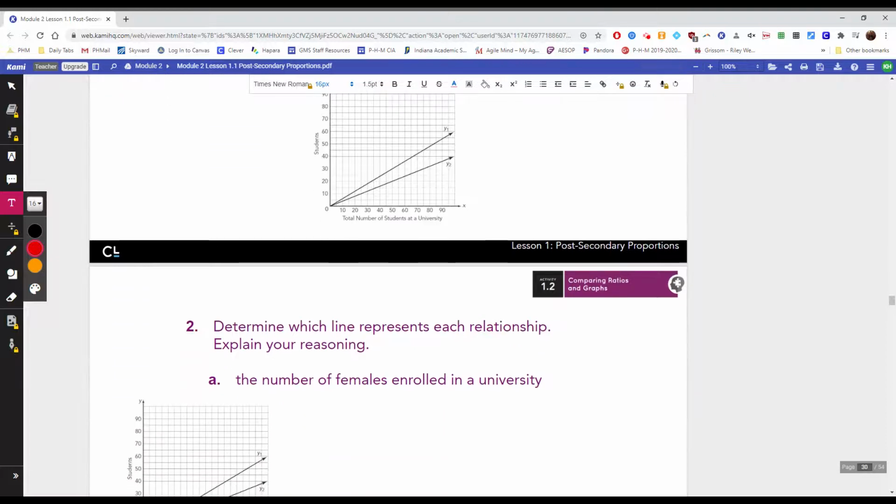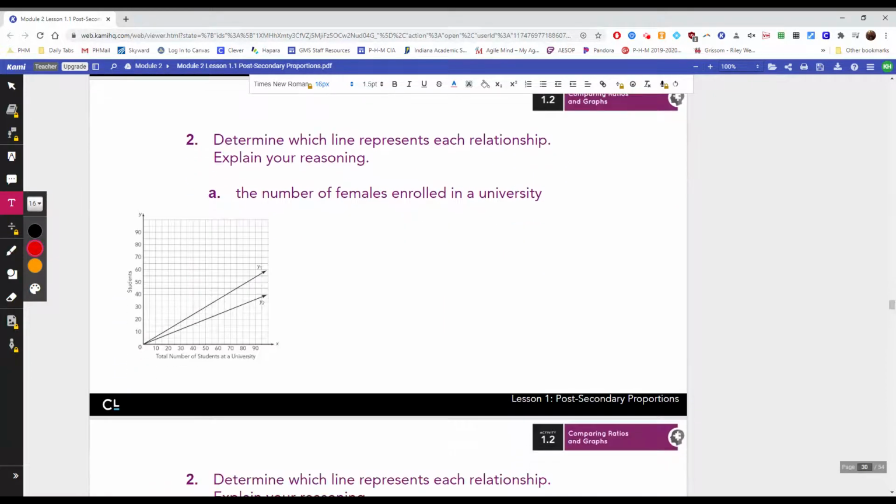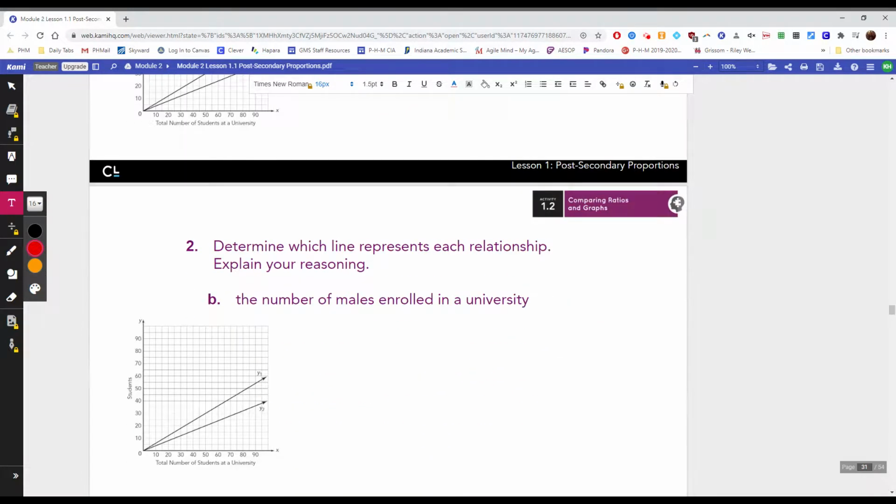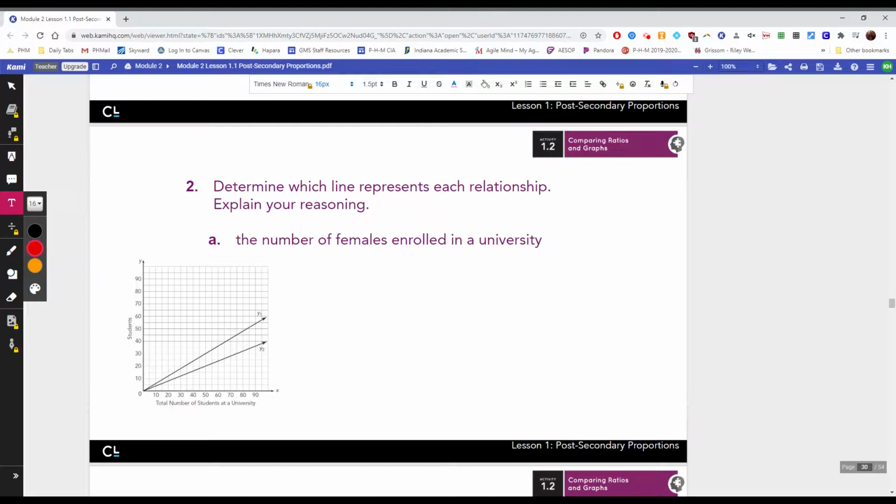So now we're moving on to page 13, number 2. Determine which line represents each relationship and explain your reasoning. So which line is the number of females enrolled in a university? Remember, they just told us one of these is females, one of these is males. So let's use what we've previously seen in this lesson about the number of females at this university and the number of males. So go ahead and answer part A and part B on your own. Pause the video and answer those on your own, and then come back for the answer.